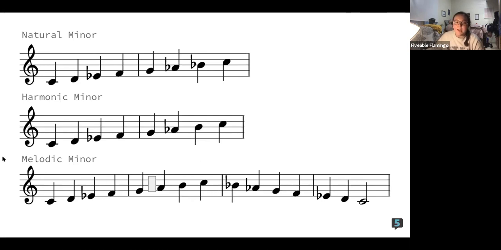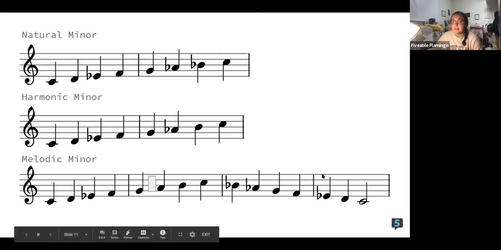And then we have the melodic minor, which is the odd one out of the three, where it changes on its way up and down. So when you're going up the scale, the only scale degree that's lowered is the third scale degree. But when you're going back down the scale, that's when you lower the seventh and sixth, and the third is still lowered there.